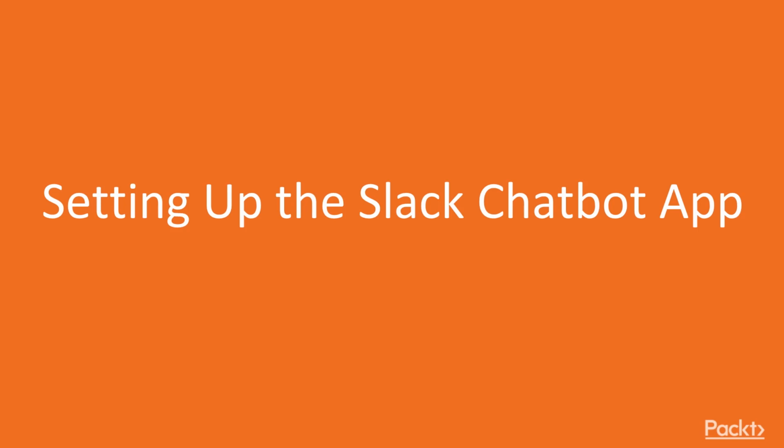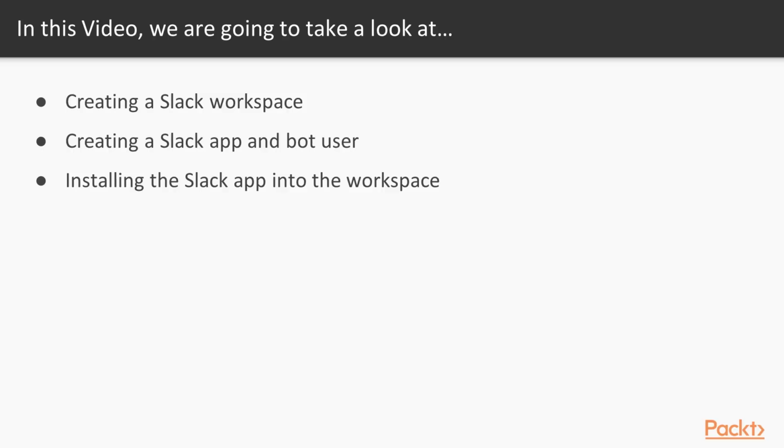We've covered the outline of the section and we're ready to get started with the first video, setting up the Slack chatbot app. What will we be doing in this video? Well, first of all, we need to create a Slack workspace. That's the actual chat channel where we'll create the chatbot interaction. Then we need to add a Slack app. This is the app that will be the core of the bot itself.